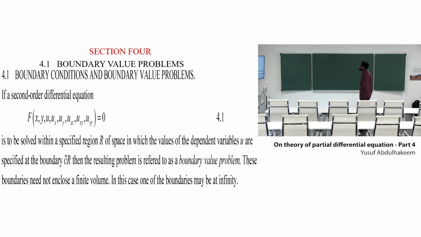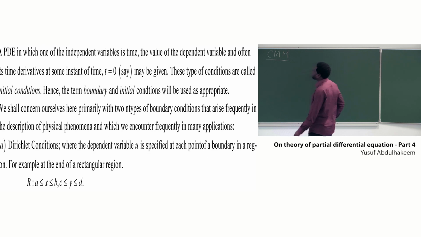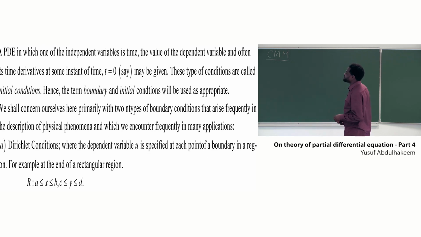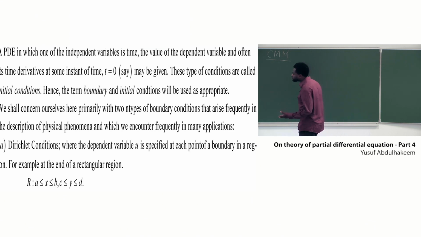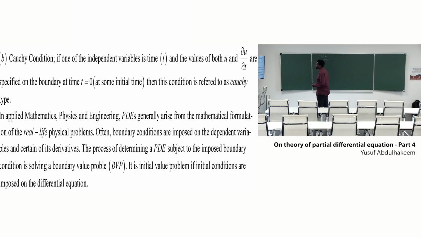These boundaries need not enclose a finite volume. In this case, one of the boundaries may be at infinity. Yes, the boundary may be at infinity. So then we say that what? The boundary condition can be of any of these, either Dirichlet or Cauchy. And we say that what?